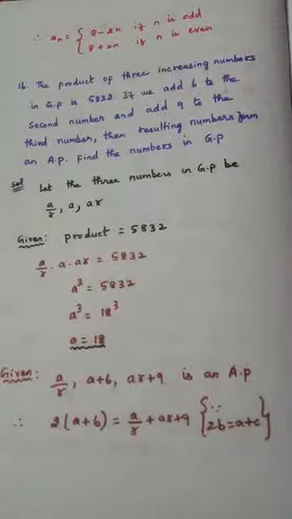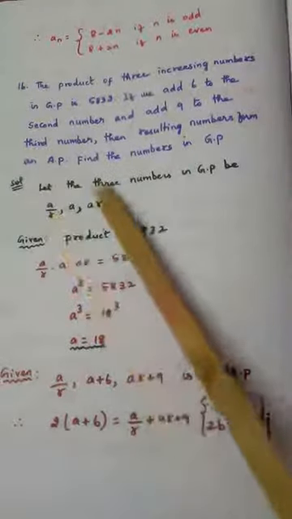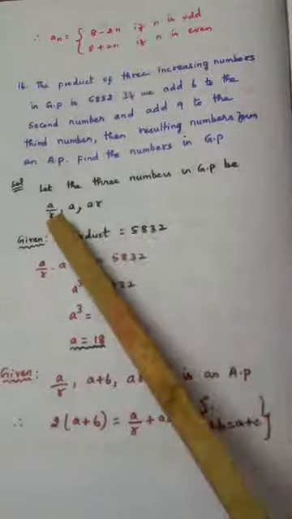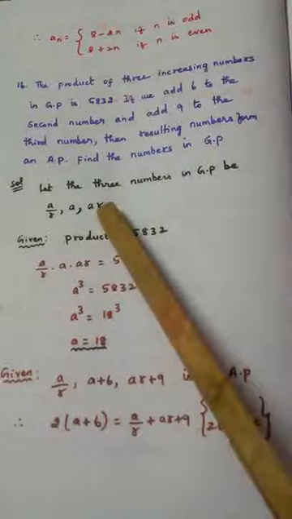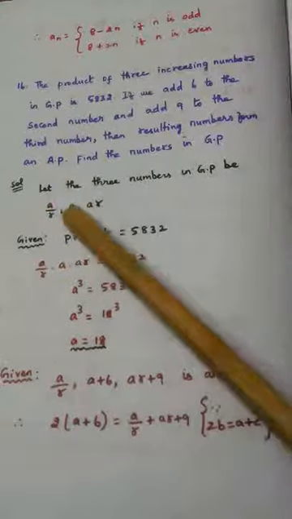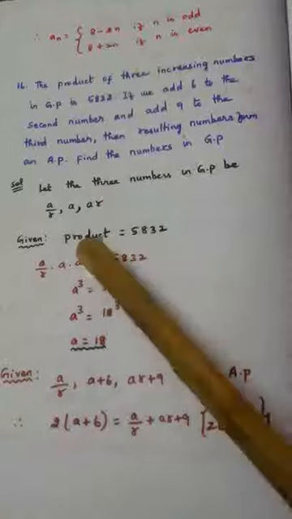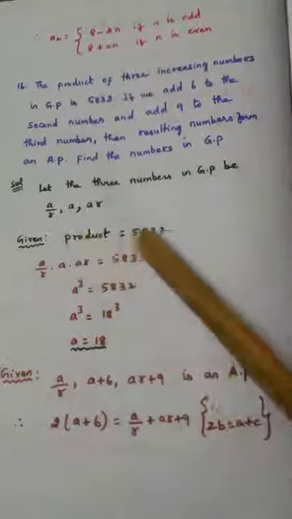In 10th standard also you know very well how to take three numbers in GP. We will usually take the three numbers in GP in this form: A by R, A, AR. Suppose if it is AP, we will take A minus D, A, A plus D. So always remember, three numbers in GP means we take A by R, A, AR. What is given? Product. If I multiply these three numbers, the answer is given to us.